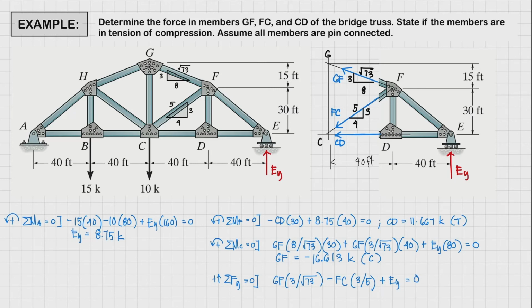So we have already solved for GF, we already know EY. So we can now solve for FC. So our FC is going to be equal to 4.861 kips. And it is positive, that means it is under tension, right? So let's highlight our final answers. So we have CD and GF and FC, right? So that's it for our example.